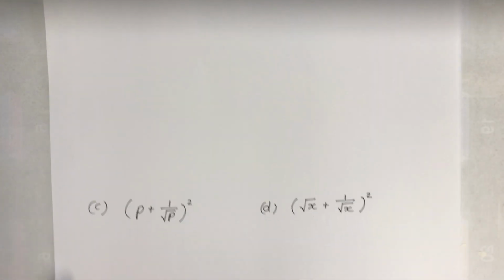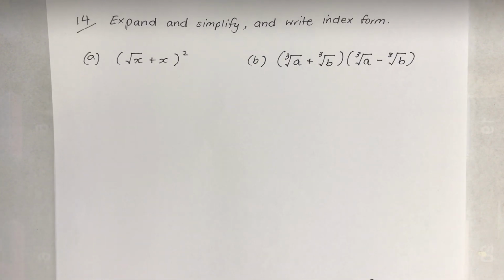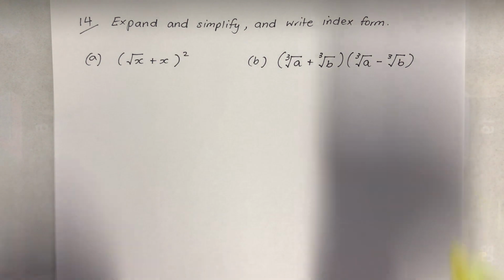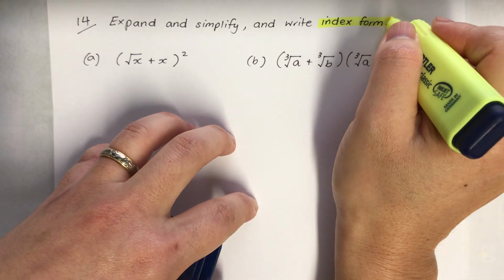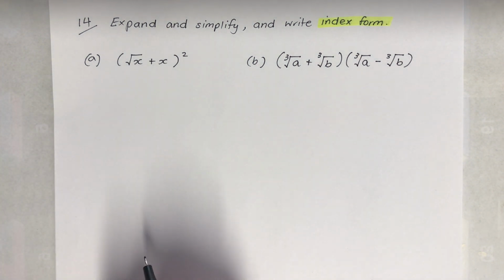14. Nearly there. So I think I said 15 questions, so we are up to 14. Fantastic. So expand and simplify and write in index form. Highlighter, highlighter. There you go. So we need to keep that in mind. That has to be index form. So let's have a look.